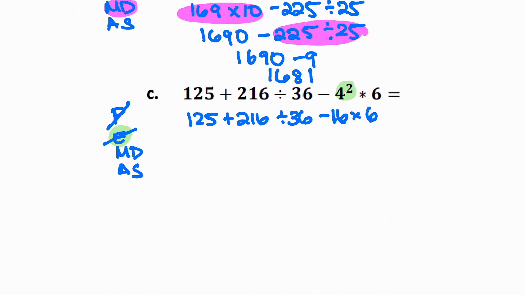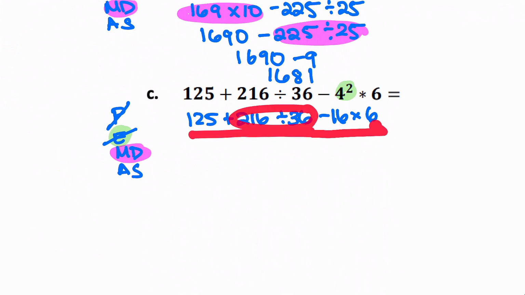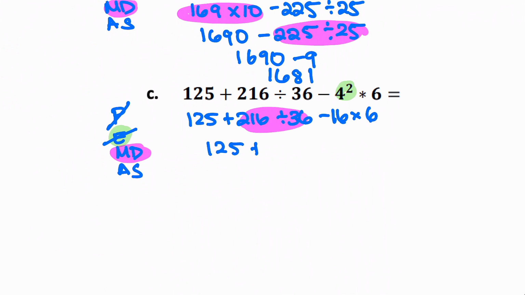We're going to now look for multiplication and division. Sorry, I got to change my color here. I do see division and multiplication, so let's see. Where's the first multiplication or division? It's going to be right here as I move from left to right. So let's go ahead and take care of the 216 divided by 36. That answer is going to be 6. So I take 125 plus 6 minus 16 times 6.